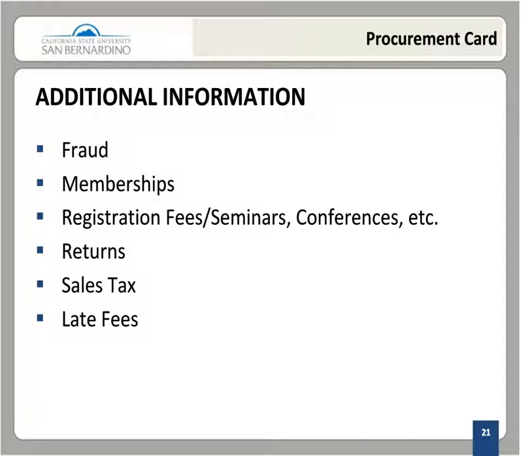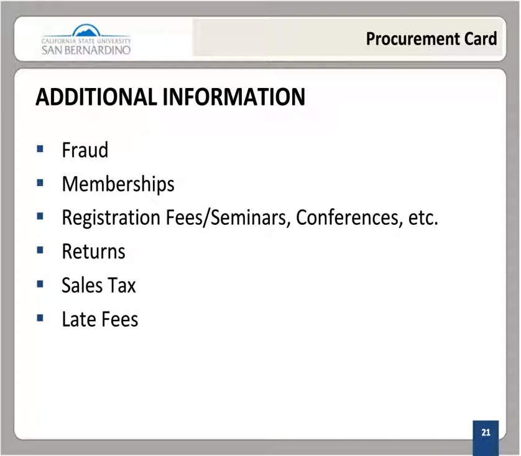Memberships. In lieu of a receipt, you may provide a copy of the renewal notice invoice or the application invoice. For all membership transactions, provide a membership justification in the form of a memo explaining how the membership will benefit the university.